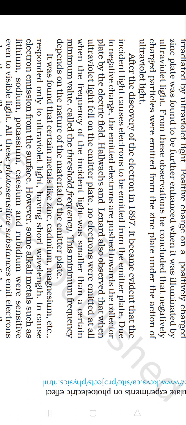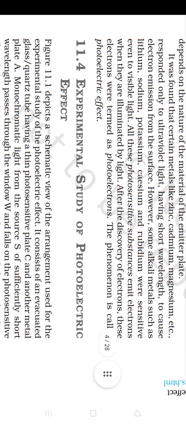It was found that certain metals like zinc, cadmium, magnesium, etc. responded only to ultraviolet light having short wavelength, to cause electron emission from the surface. However, some alkali metals such as lithium, sodium, potassium, cesium, and rubidium were sensitive even to visible light. All these photosensitive substances emit electrons when they are illuminated by light. After the discovery of electrons, these electrons were termed as photoelectrons. The phenomenon is called photoelectric effect.